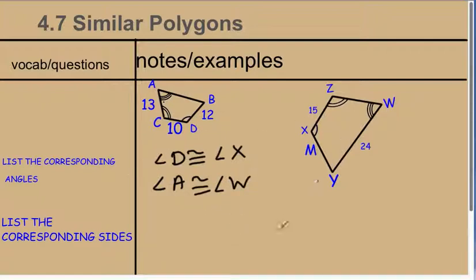I'm not going to finish listing these out, but you could. Now, let's list the corresponding sides. Side AC, 3 to 2, corresponds to 3 to 2, WZ. AB, 3 to nothing. AB corresponds to WY.